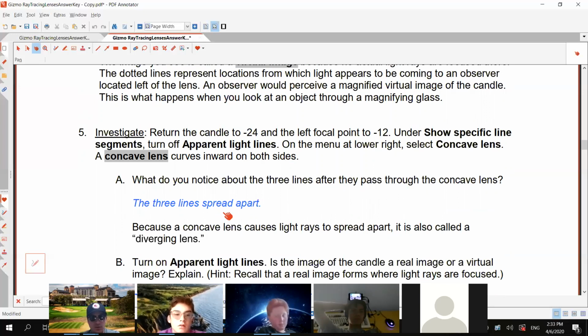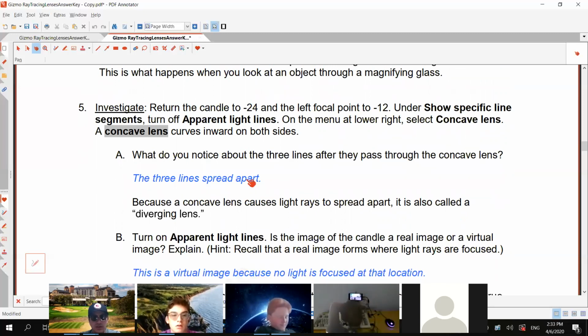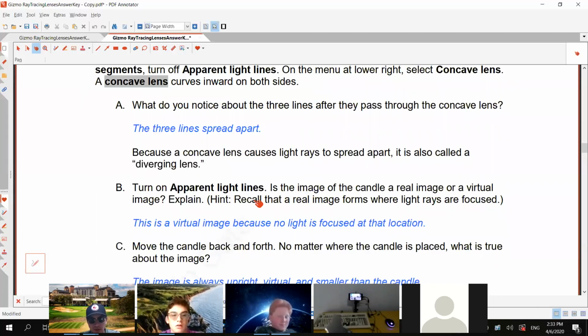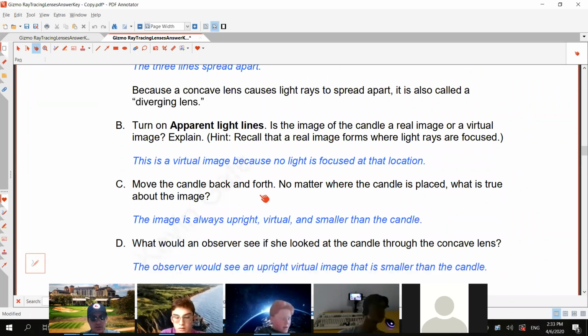So what did you notice? The 3 lines spread apart. More importantly, the scientific terminology that we want to use and apply here is that they were diverging. So turning on apparent lines, we were able to see that this is a virtual image because no light is focused at that location. It is an extension of the virtual rays.